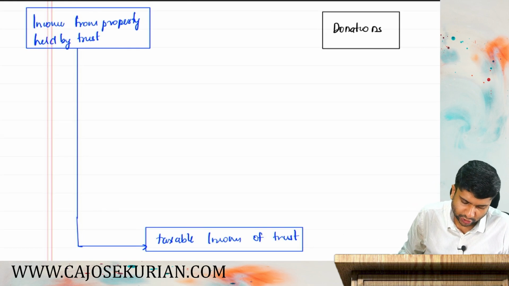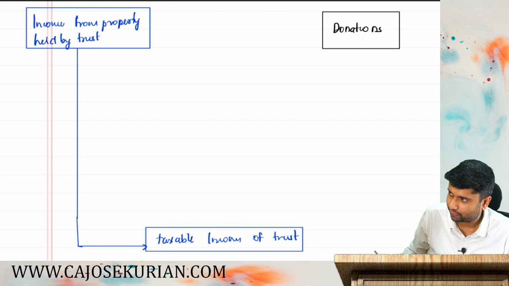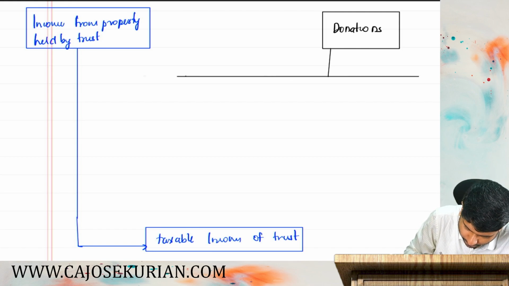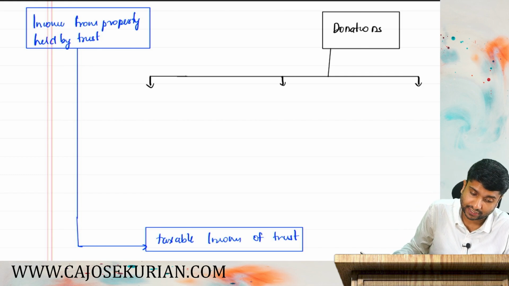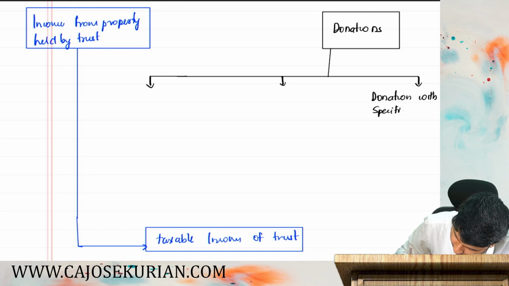Now moving on to the donations. We can split these donations into three. There are three types of donations. Number one, it is said to be donations with specific direction. The first type of donation is said to be donation with specific direction.